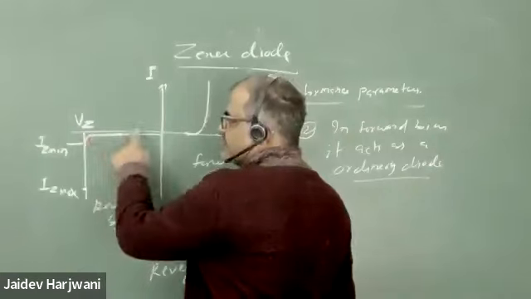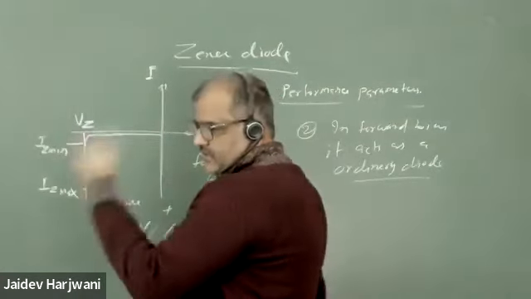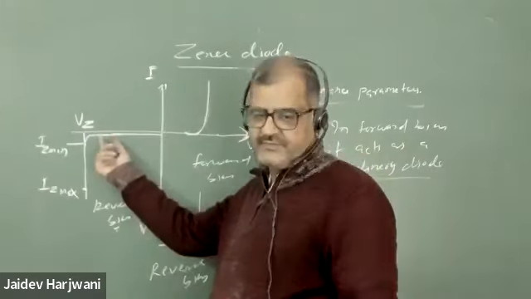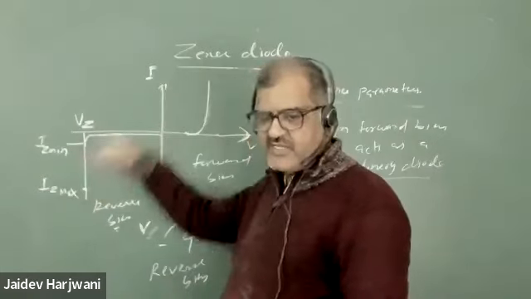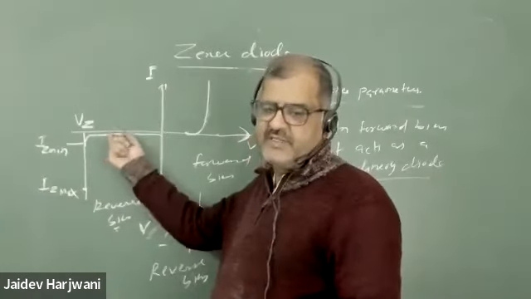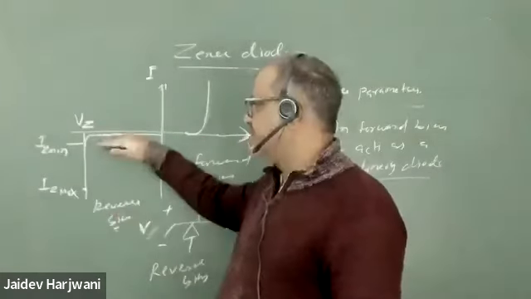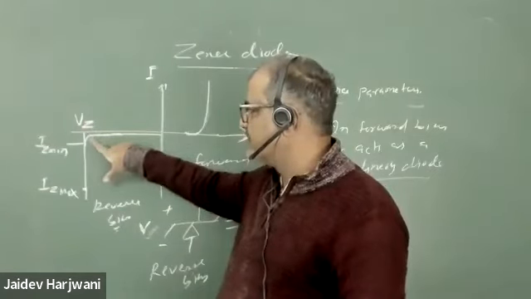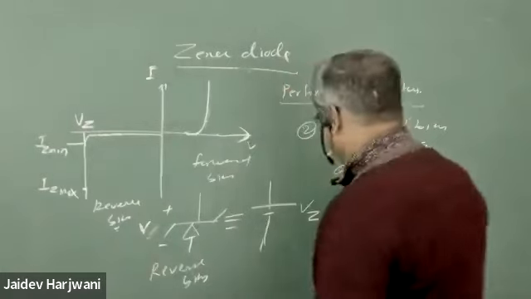Generally this reverse saturation current is equal to your IZ minimum. In some questions you can take IZ minimum as 0, because this is in microamperes. Compared to the current flowing in a circuit, this current is negligible. So sometimes we can take IZ minimum as 0, but this current is very small, almost equal to the reverse saturation current. I will solve the problem, then we will understand.